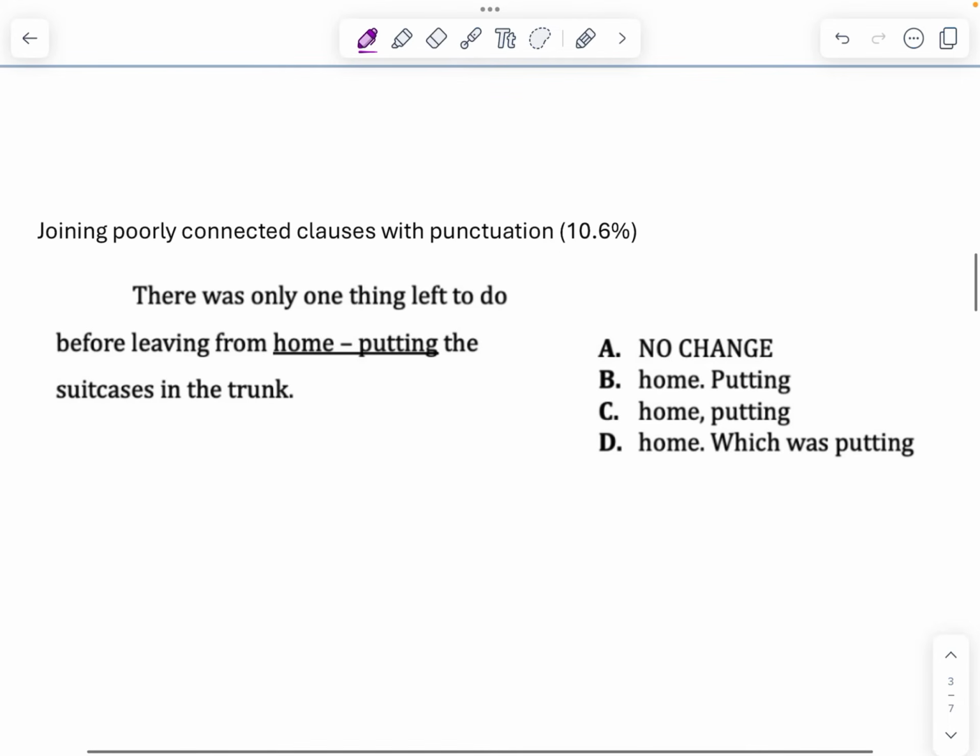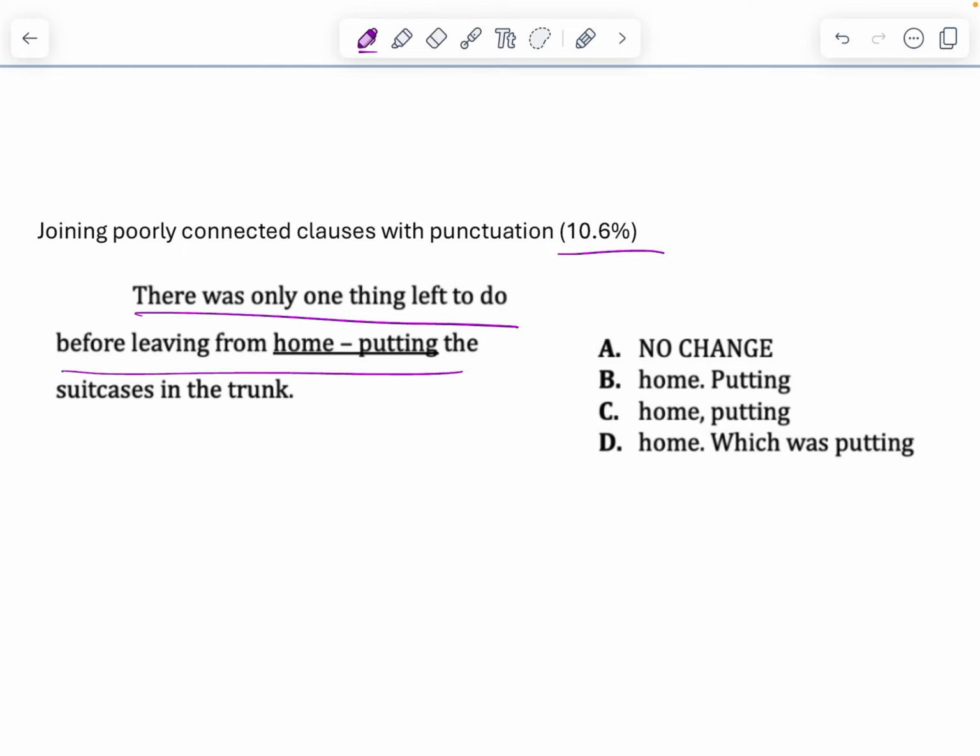Joining poorly connected clauses with punctuation. This is one that makes up about 10 to 11% of the exam. What you're doing here is something very similar to what I just did above, but it'll be more broad than just fragments. So here, let's just go through the problem. There was only one thing left to do before leaving from home: putting the suitcases in the trunk. Okay, so it's asking which of these is going to be grammatical.